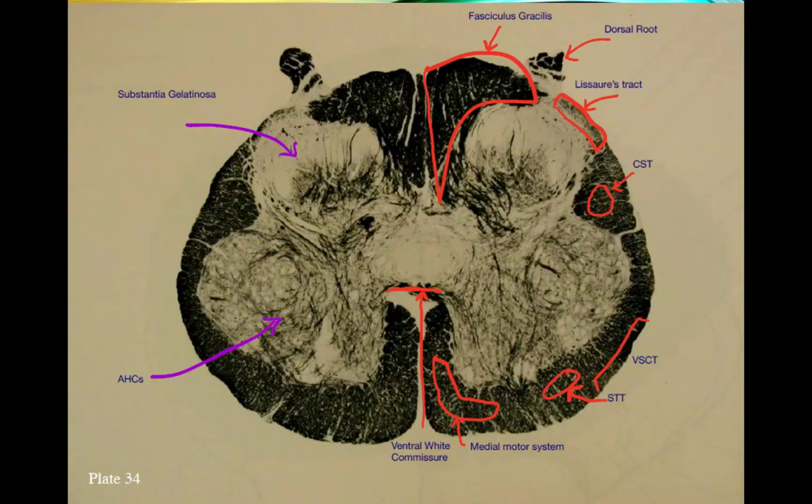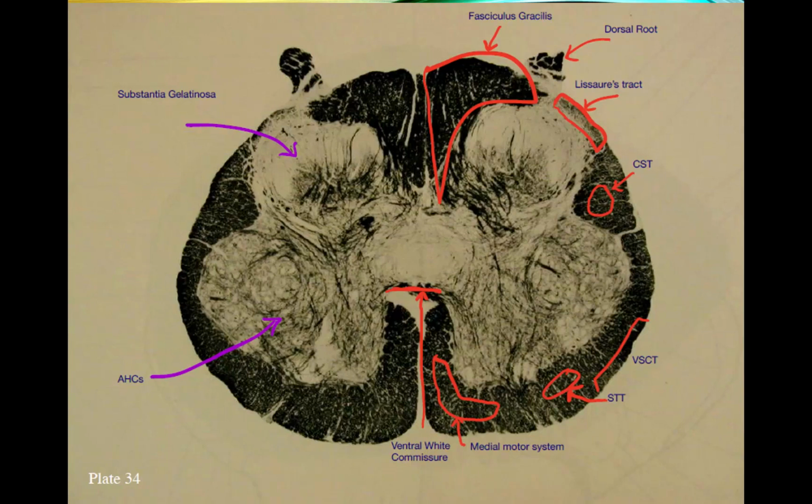Okay, I want to just finish up going over the different nuclei and pathways in the spinal cord that we talked about in the last lecture. And so I have both labeled and unlabeled. We'll go through the labeled sections, and then you should practice on the unlabeled and see how many you can identify.